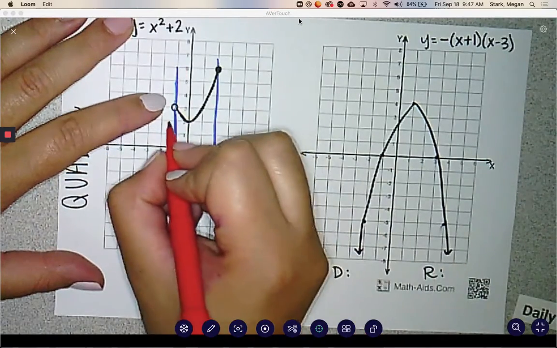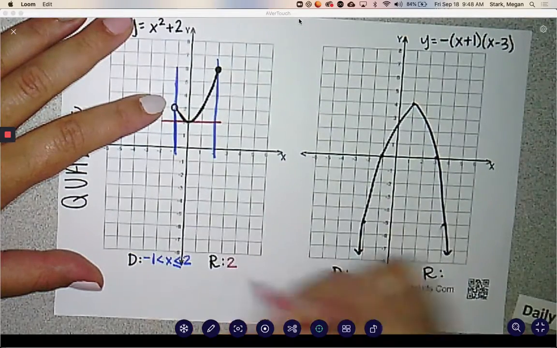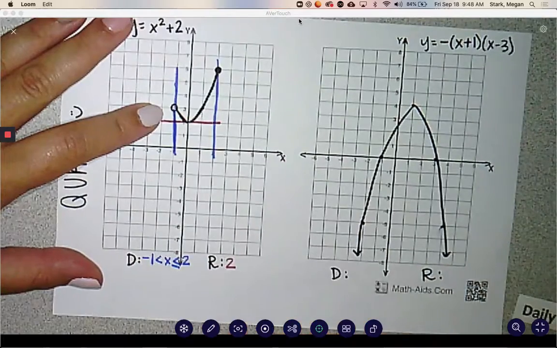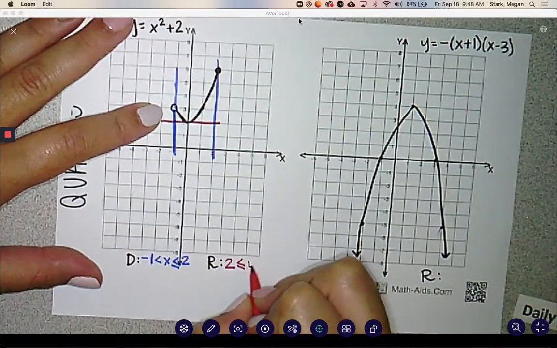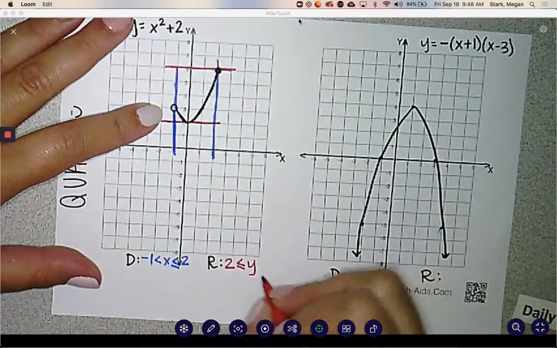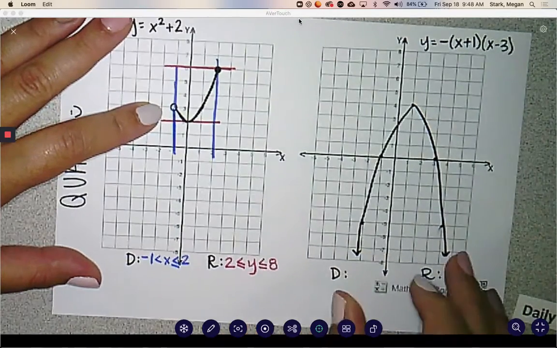Okay, so our lowest point on our graph is right there at 2. Okay, and because it's part of the graph, it actually is going to be closed. Y, all the way up to the highest point of the graph, which is also closed in an 8.